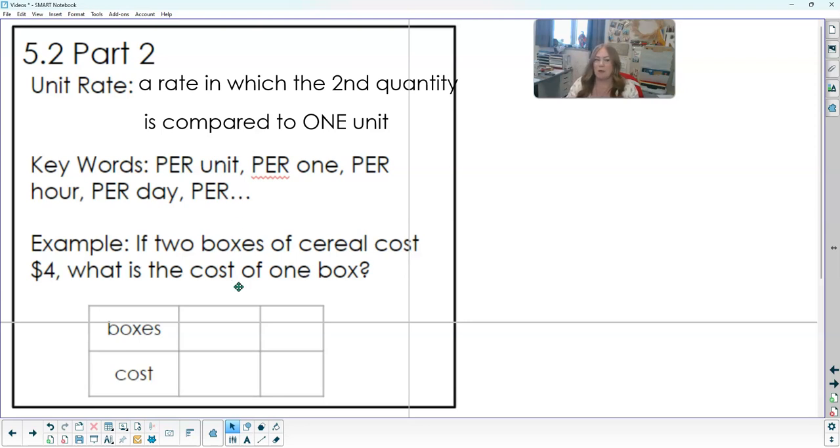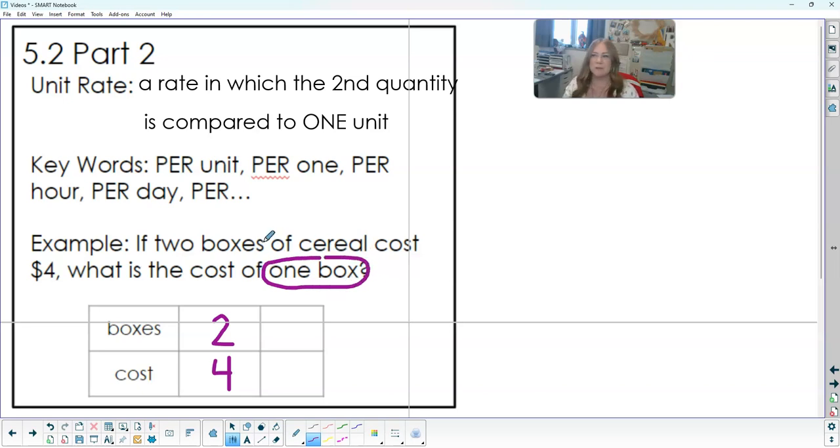So let's see how that works. So we have the same problem. 2 boxes of cereal cost $4. What is the cost of 1 box? So we can set it up. The two things we're talking about are boxes and cost. Now, how many boxes did we buy to start? We bought 2. So I fill that in. And how much did they cost? They cost $4.